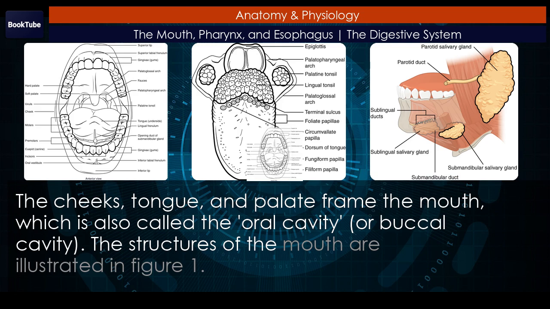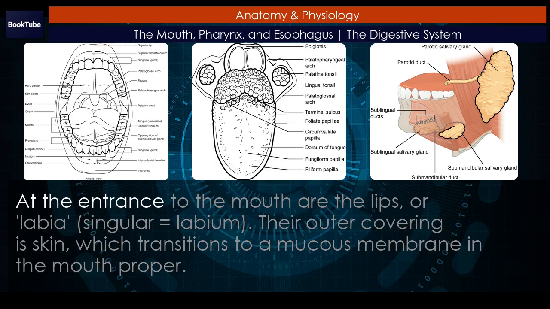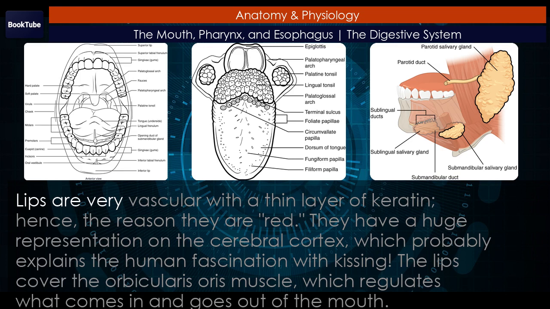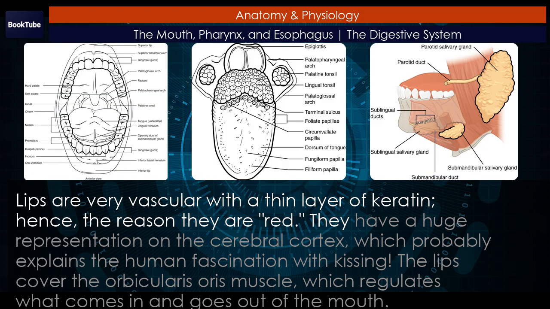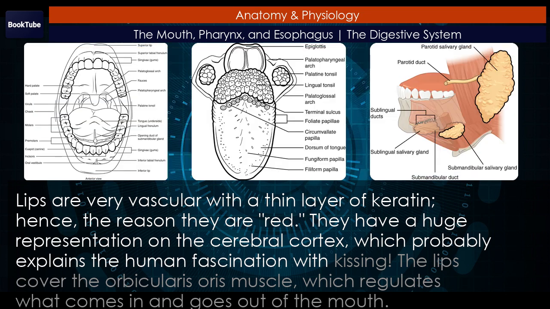The structures of the mouth are illustrated in Figure 1. At the entrance to the mouth are the lips, or labia, singular labium. Their outer covering is skin, which transitions to a mucous membrane in the mouth proper. Lips are very vascular with a thin layer of keratin, hence the reason they are red. They have a huge representation on the cerebral cortex, which probably explains the human fascination with kissing.